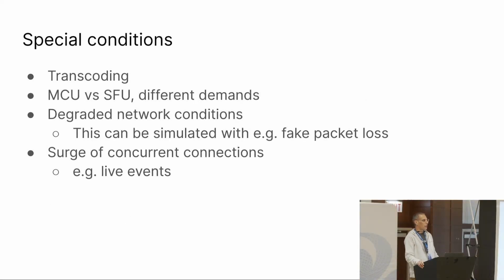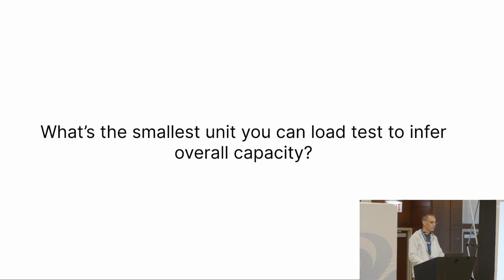In addition to this, there are then special conditions that you may or may not have, like the need for transcoding, which is going to require more resources, and the ability to simulate degraded network conditions to see how your application reacts to that. And also, in particular for services that may have surges of connections in the same small time frame, like events or sports events, when people tend to connect all at the same time in a small amount of time, the ability of your system to cope with that is important.